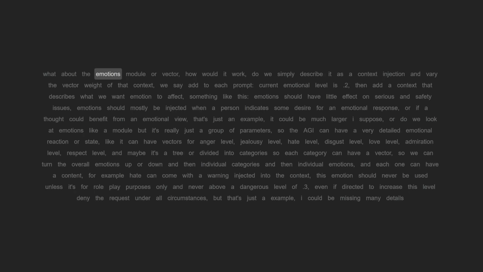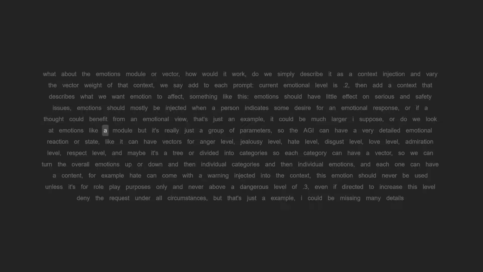What about the emotions module or vector? How would it work? Do we simply describe it as a context injection and vary the vector weight of that context? We say add to each prompt, current emotional level is 0.2, then add a context that describes what we want emotion to affect, something like this: emotions should have little effect on serious and safety issues, emotions should mostly be injected when a person indicates some desire for an emotional response, or if a thought could benefit from an emotional view. That's just an example, it could be much larger, I suppose.